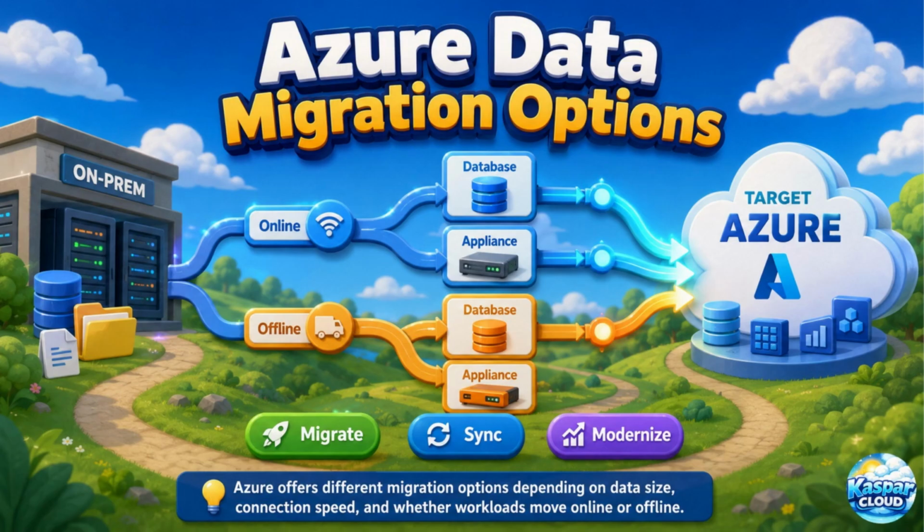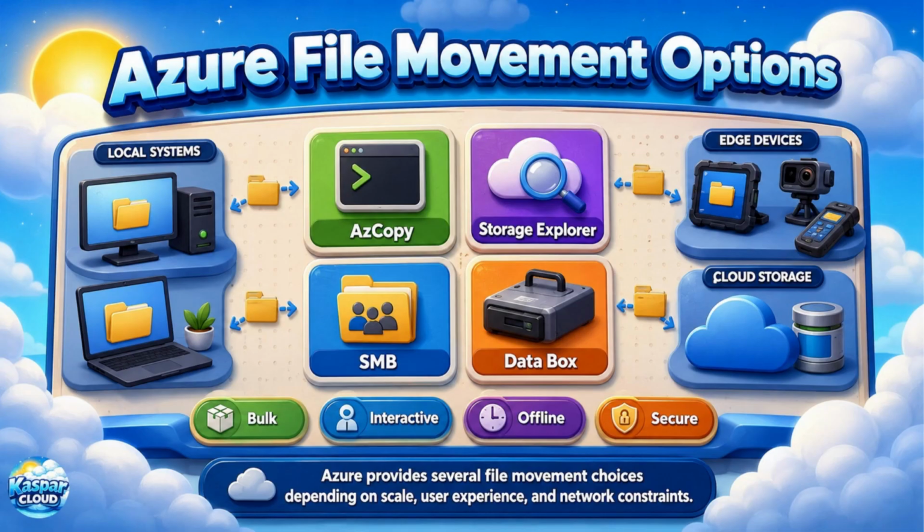Migration is often more than copying data because teams also need to sync, modernize, and improve workloads along the way. The goal is to move workloads safely, then improve them with Azure services where appropriate. Azure file movement options help teams move data between local systems, edge devices, and cloud storage.